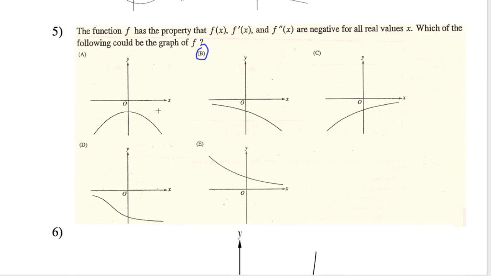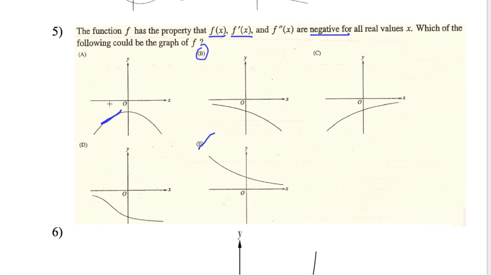Finally, or not finally, we have 5 and 6. So number 5, f, f prime, and f double prime are all negative. So which of the following could be the graph of f? So that means it needs to be below the x-axis. If f of x is negative, that means I have negative values. So that one has positive values. Everything else is below the x-axis. Perfect. Now we look at f prime. F prime needs to be negative, which means the slope needs to be negative for all values of x. So it needs to be negative everywhere.